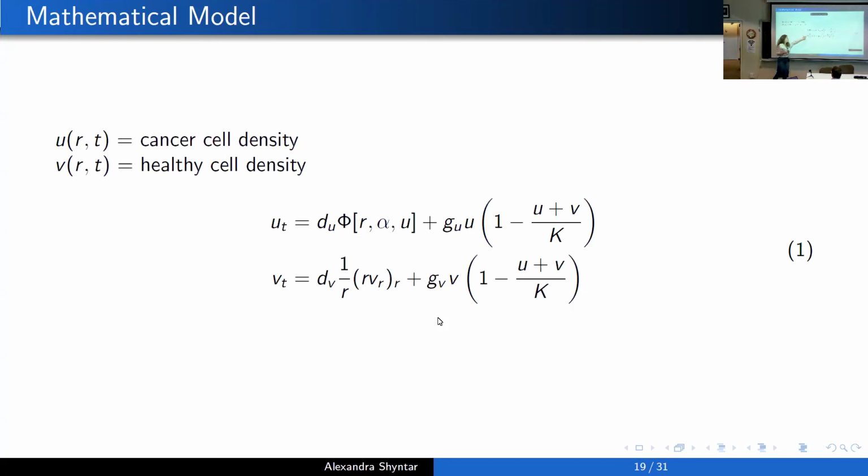Now here, for the movement term, they move isotropically. So this is just the diffusion equation in polar coordinates with a diffusion constant of dV. And the second term is the logistic growth, where GV is the growth rate of the healthy density.